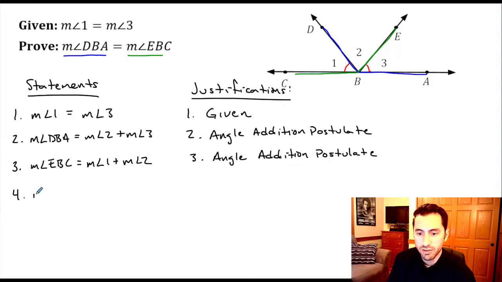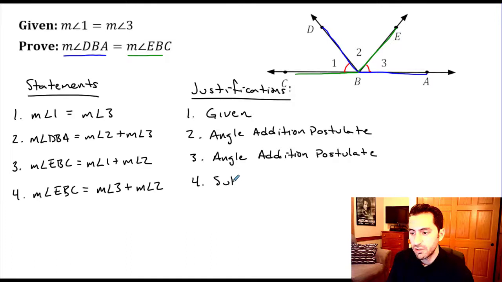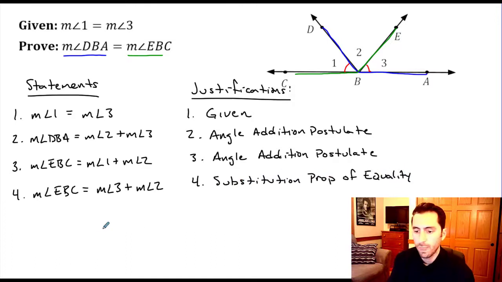So what I'm going to write next is the measure of angle EBC. I'm going to take this statement right above. Now instead of the measure of angle 1, I'm going to substitute in the measure of angle 3. I'm just going to replace that. So how do I know I can do that? Well, that's just the substitution property of equality. So now I know that EBC is the same as angle 2 plus angle 3.